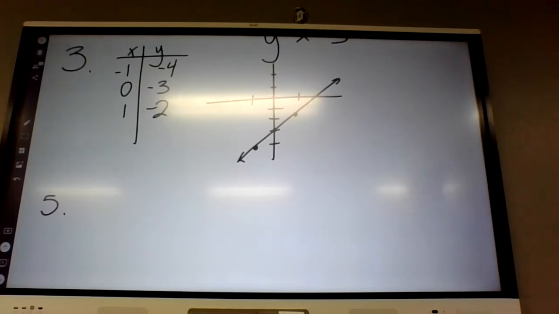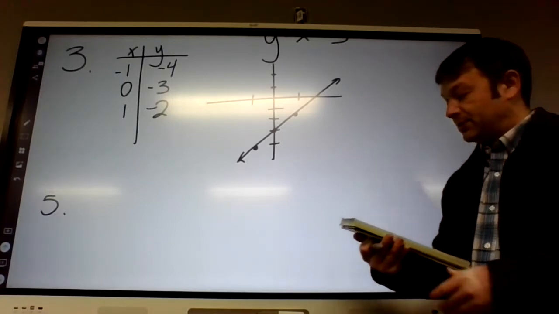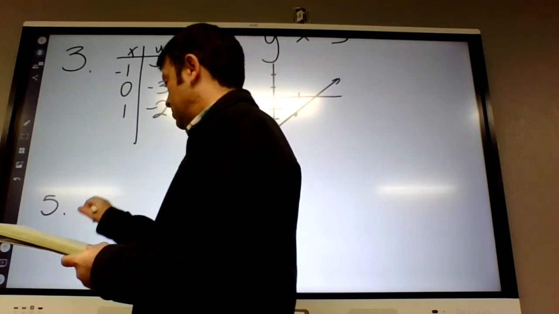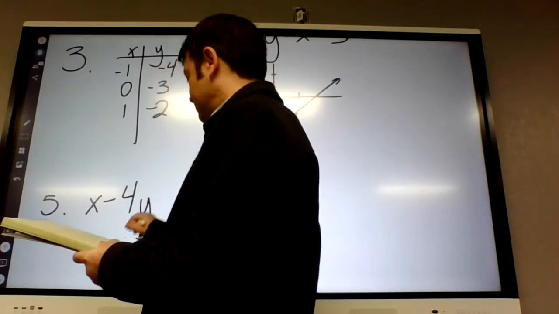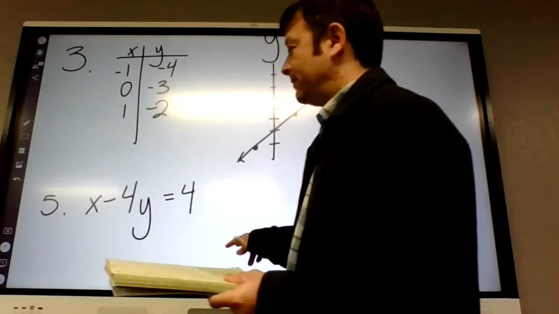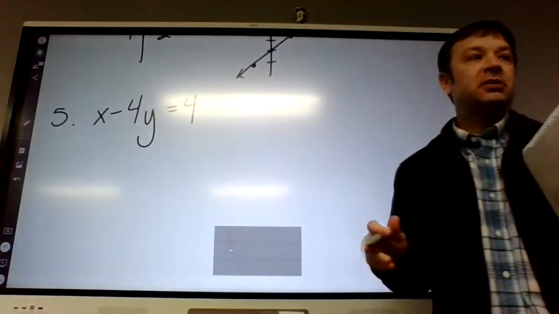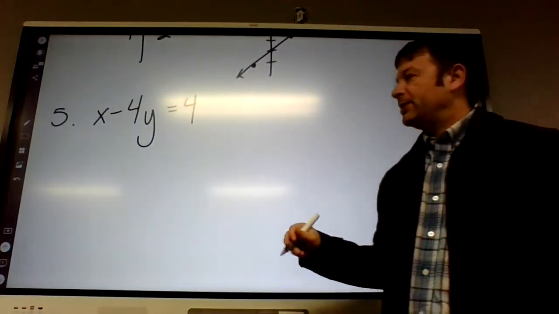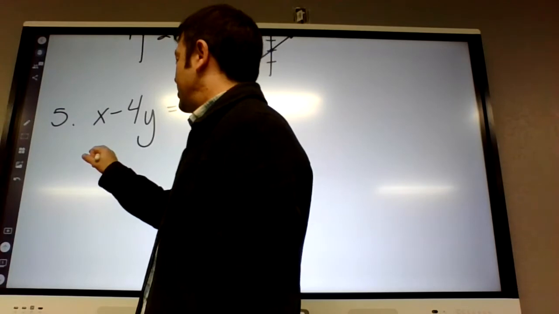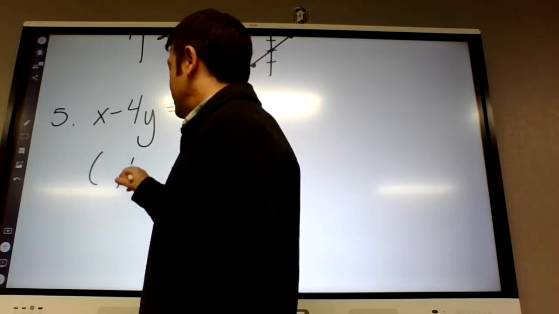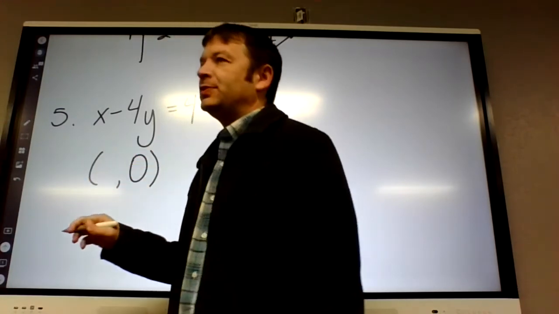Okay, number 5. I'm thinking you guys might have forgot. It says find the x and y intercepts of each linear equation, then use them to graph. How do we find the x-intercept? That was like the first thing we did, right? The x-intercept has a y value of 0.